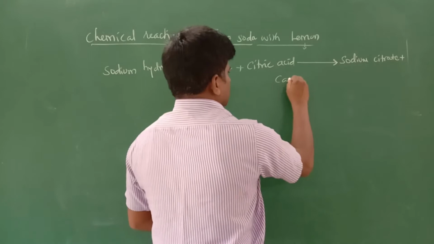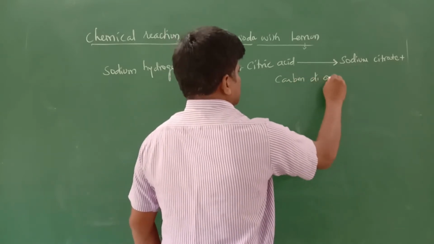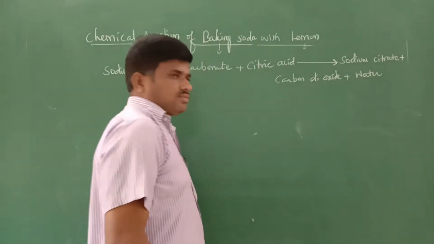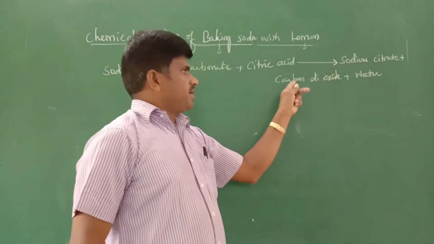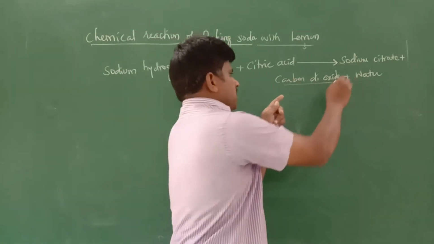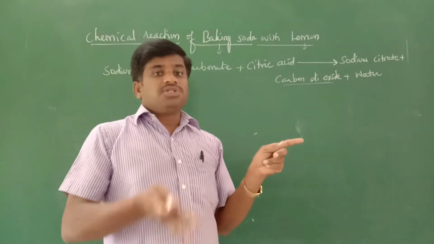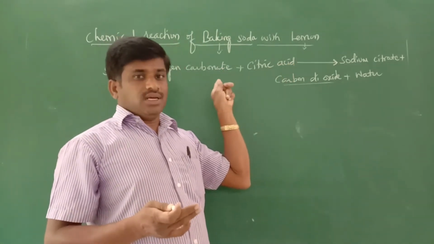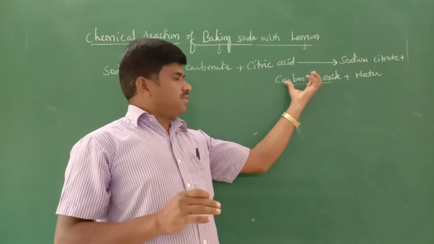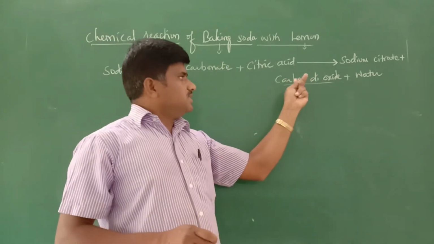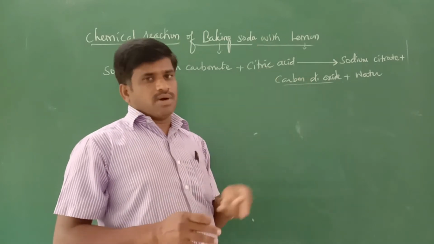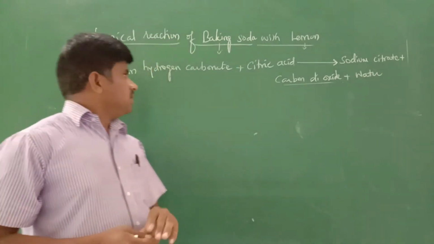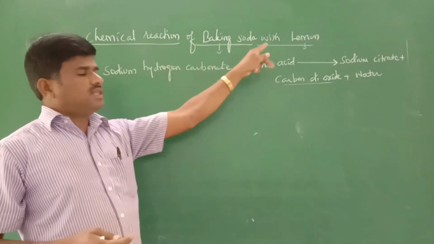The remaining is carbon dioxide. Another byproduct is water. Sodium citrate, carbon dioxide. So carbon dioxide is released by evolution of bubbles. Bubbles come out when citric acid is mixed with this baking soda. The reason for the bubbles is the evolution of carbon dioxide. Additionally, water is also present. This is a reaction. That is the chemical reaction of baking soda with lemon.